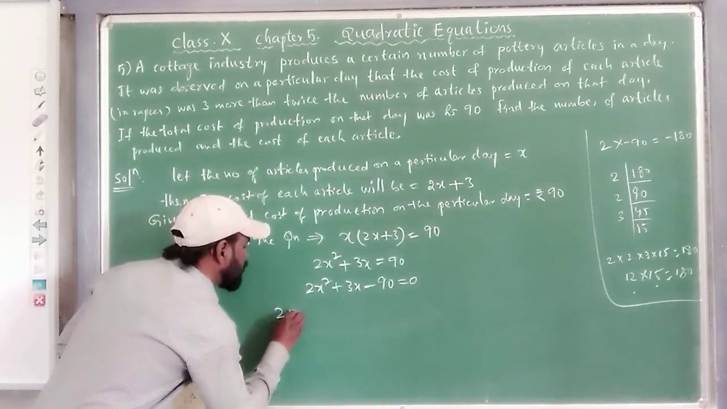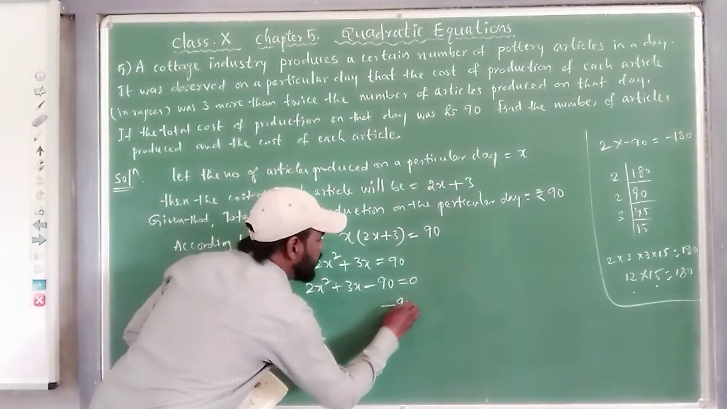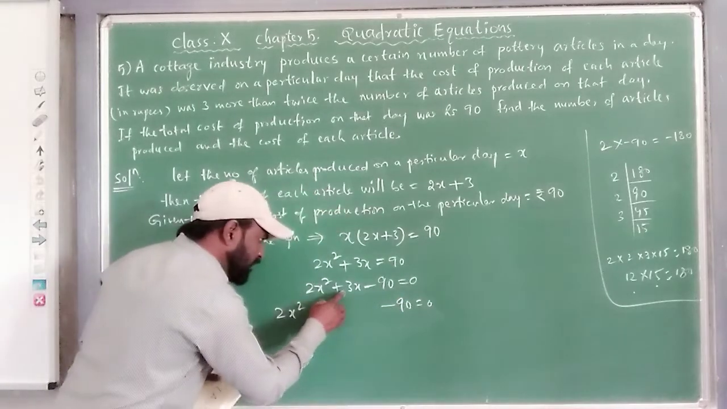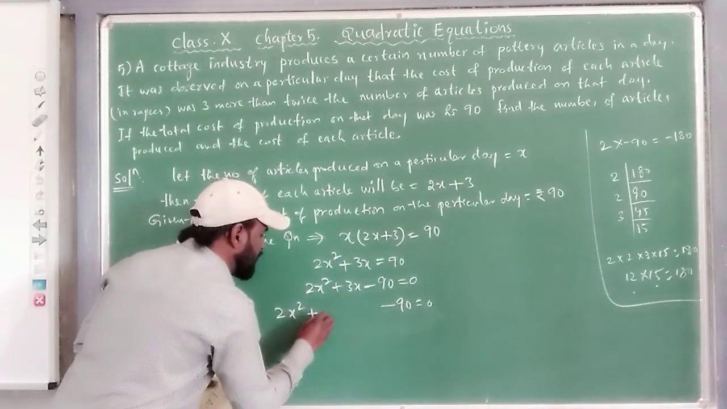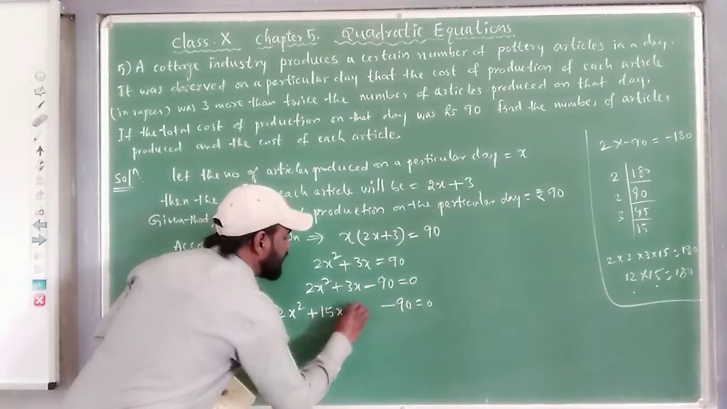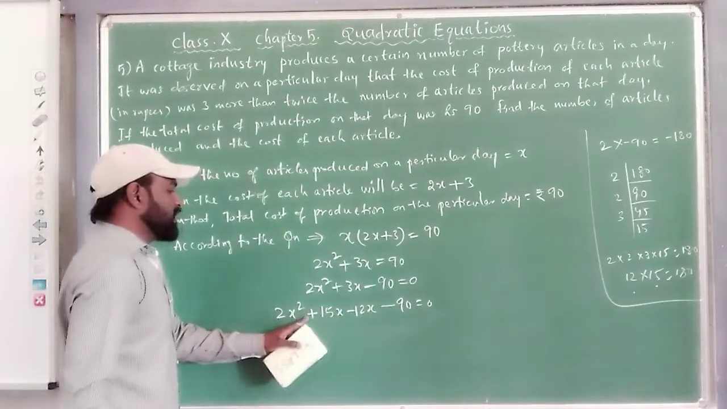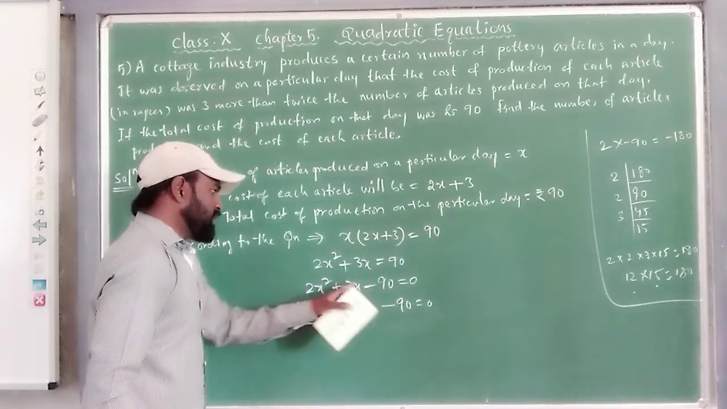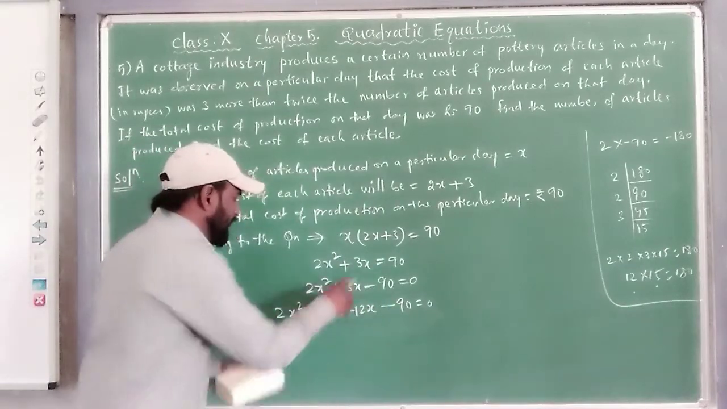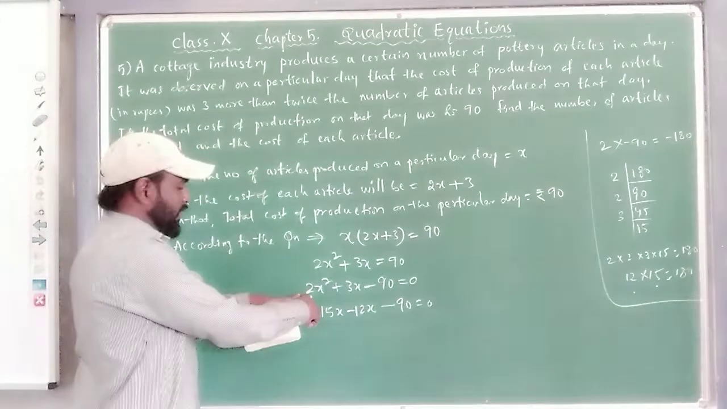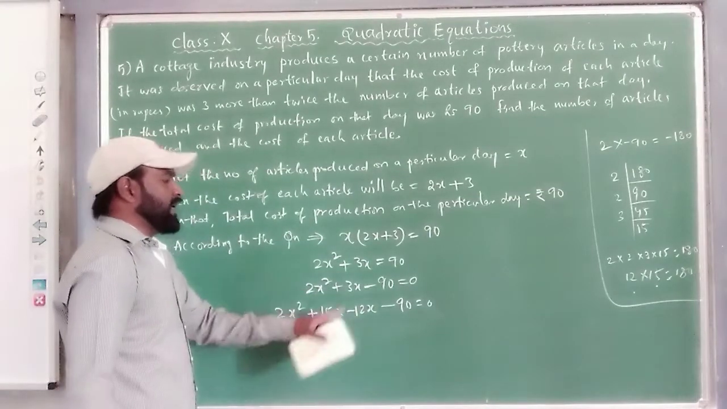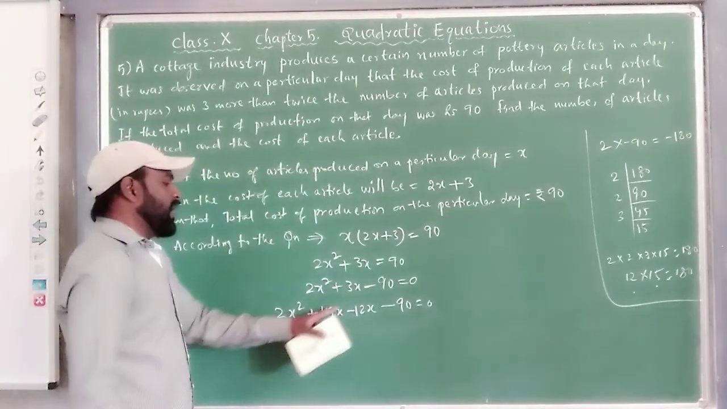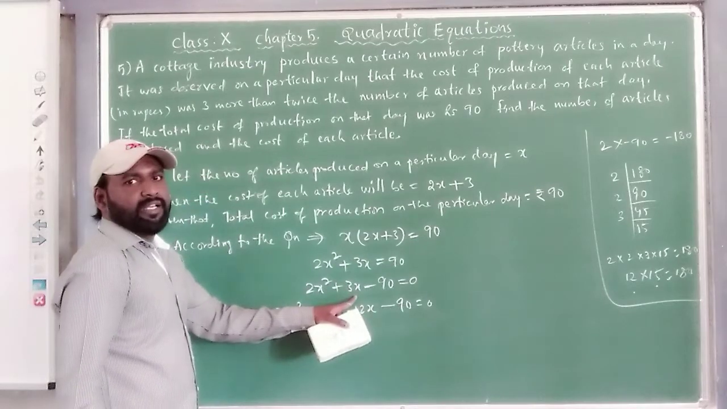2x at last minus 90. So the middle term was at plus 3x. So in order to get plus 3x, I am writing plus 15x minus 12x. So plus into minus is minus, 15 into 12, how much? 180. How will we get 180? This is 90 and 2, 180. So 15 minus 12 is 3. So this is our expansion of this quadratic equation.